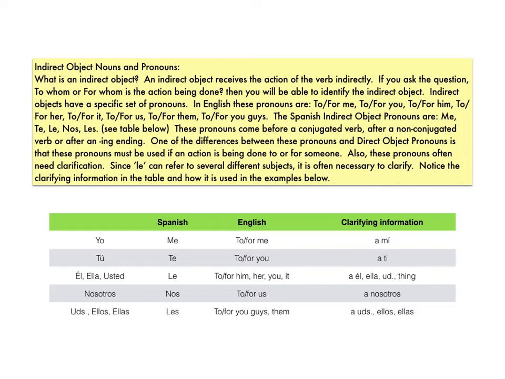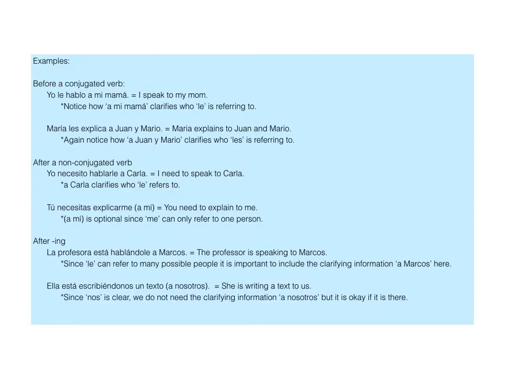Alright? Nos expresses to or for us, and its clarifying information is a nosotros. Les is to or for you guys or to or for them. The clarifying information for les is a ustedes, if we're referring to you guys, and a ellos or a ellas, if we're referring to them. Okay? Now, that was kind of a lot of information all at once. Let's take a look at some examples, see if we can clarify some of this.